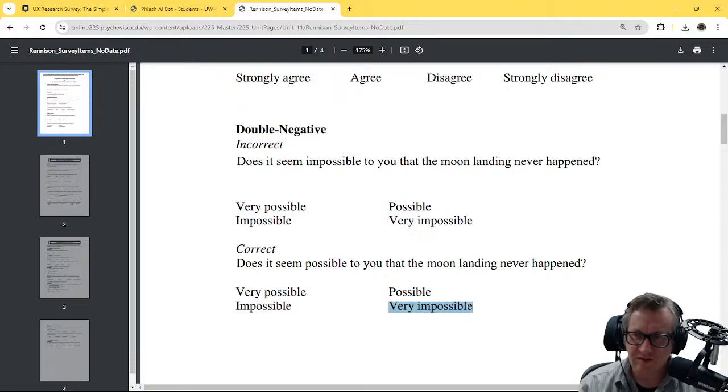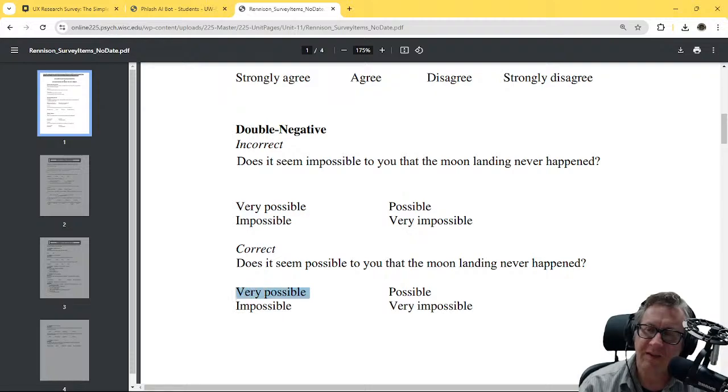For whatever reasons, that's not what the question's asking. But here's where you start to get into, very possible. I might actually say there should be an impossible and possible. Maybe. Well, no, it's right here. Possible, impossible. Okay. Yeah, I was reading that a little bit wrong. Sorry.